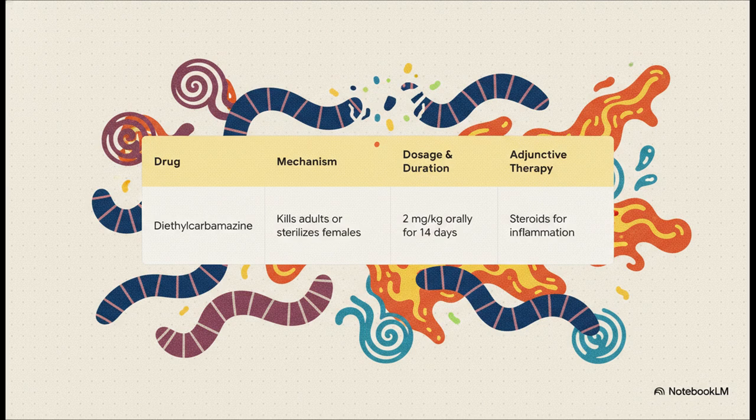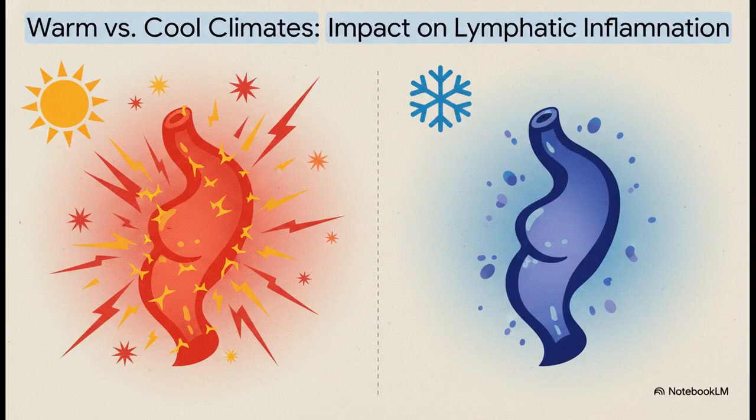But as the worms die, they can provoke that strong inflammatory reaction we've been talking about. That's why steroids are often given as an adjunctive therapy. You give them alongside the DEC to help dampen that inflammation and manage the patient's symptoms during treatment. And here's a simple, non-pharmacological tip that can genuinely help a patient. If it's possible, moving to a cooler climate can actually help reduce the severity of those inflammatory reactions. It's a small but really practical piece of the management puzzle.